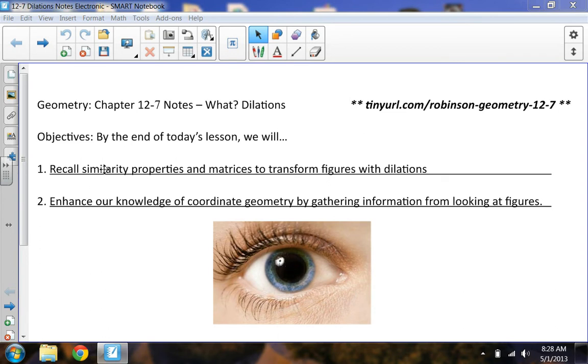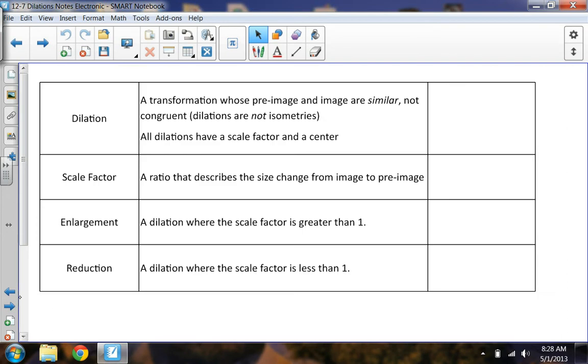Use this, we will recall similarity properties. Remember things like similar triangles and such. Matrices, something you just learned earlier this chapter. We'll use these things to transform figures with dilations. And we will enhance our knowledge of coordinate geometry by gathering information from looking at figures. So again, we have to remember some things about coordinate geometry, using coordinate points and doing stuff with those. Just keep those in mind.